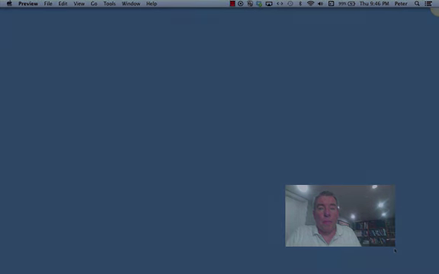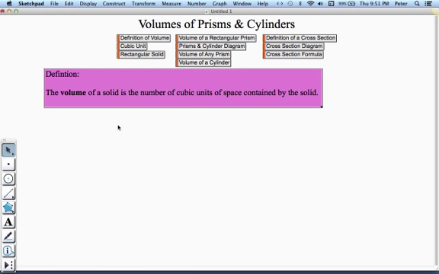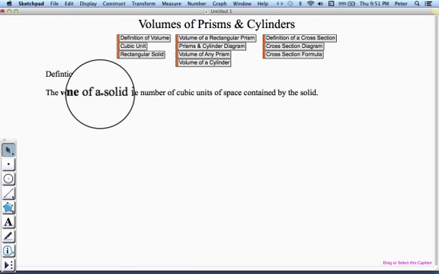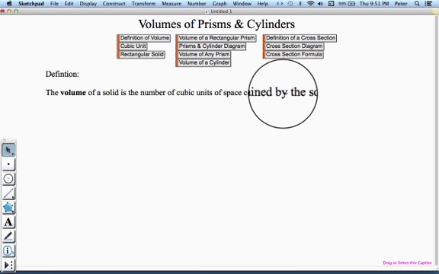Okay, let's start out with our definition of what volume is. As we saw in the previous part of chapter 12, surface area is the amount of space on the outside of a figure. But volume is the number of cubic units of space that are contained by the solid. So in other words, it's the amount of space inside of a solid.